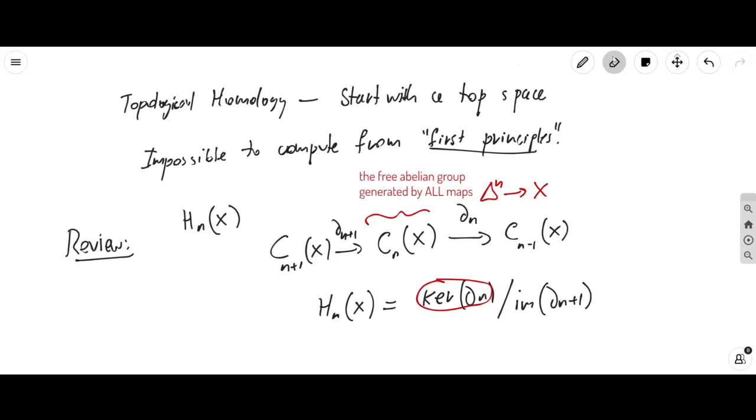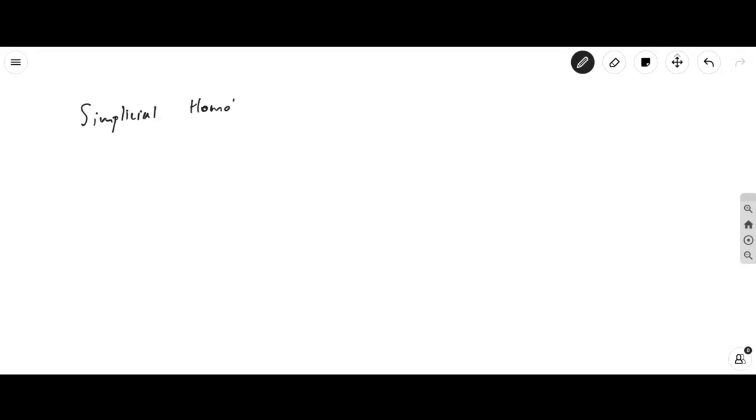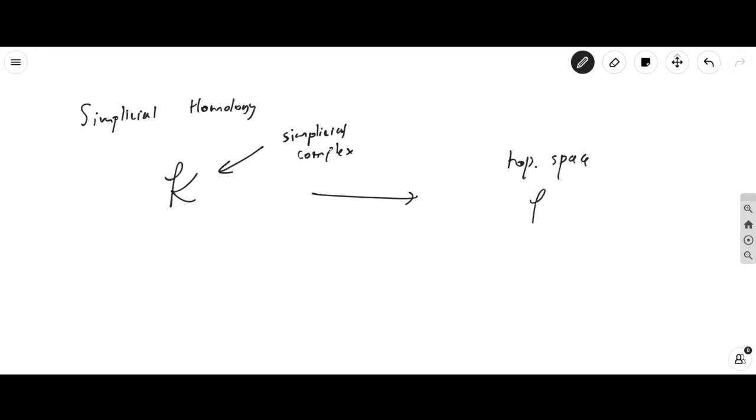Then we saw another approach to homology where you do not start with a topological space. This is what we call simplicial homology, and this is when you start with a simplicial complex. In the old days, for a given complex, you could convert it into a topological space, which some people denote with absolute values, and that's called the geometric realization.